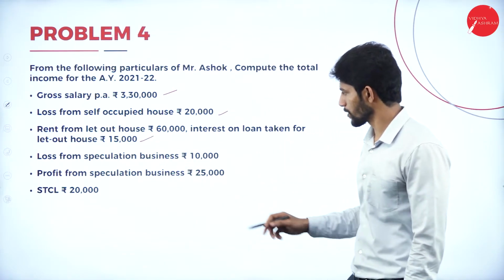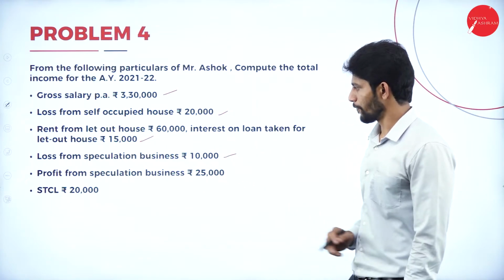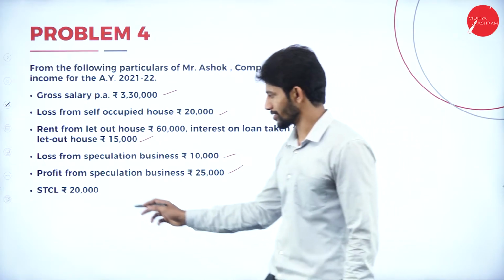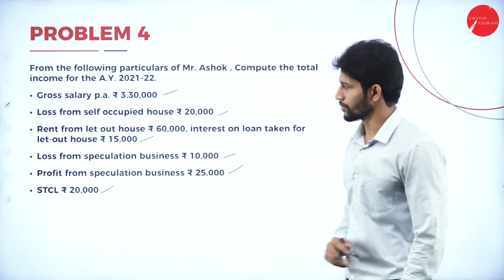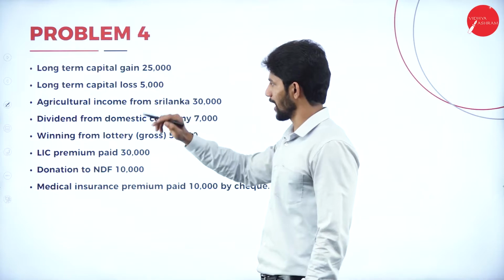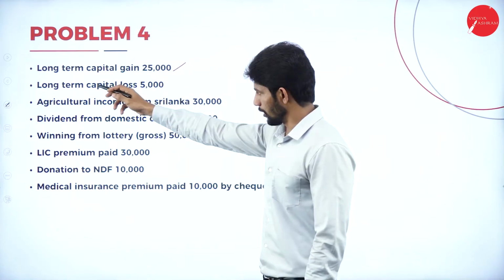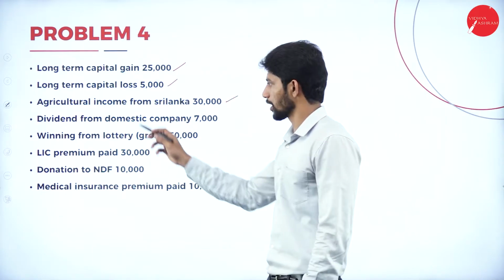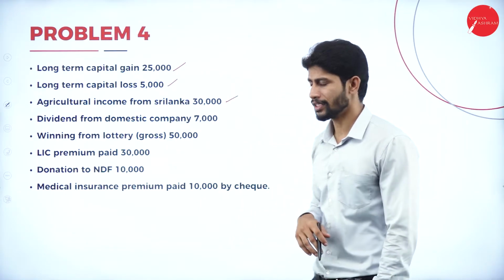Loss from speculative business 10,000. Profit from speculation business 25,000. Short-term capital loss is 20,000. Moving further, long-term capital gain 25,000. Long-term capital loss 5,000. Agricultural income from Sri Lanka rupees 30,000.